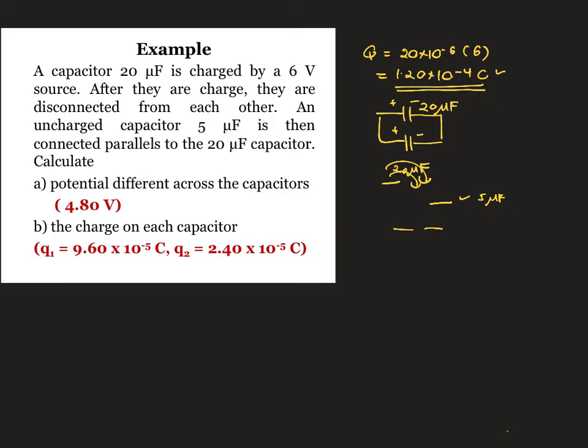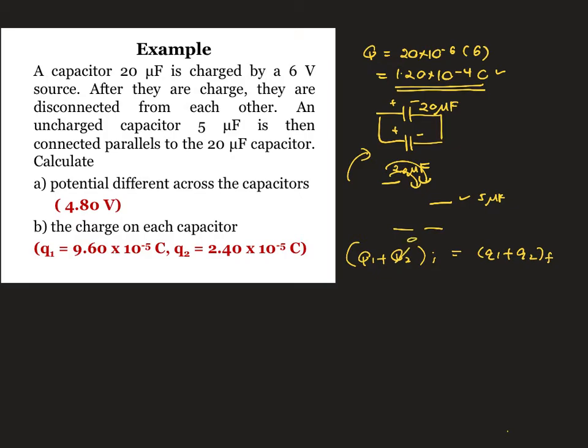So we are going to use the same kind of method, which means we use conservation of charge. I'm going to put Q1 plus Q2 as the initial, equals Q1 plus Q2 as the final. The initial is when you reconnect with the uncharged capacitor. So Q2 is basically 0 because it's neutral.